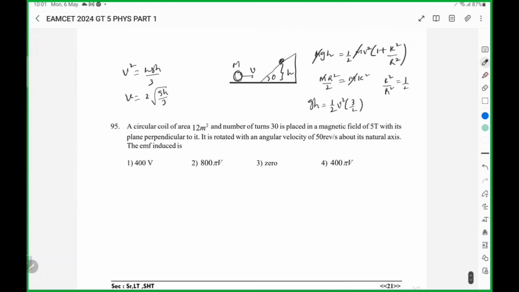A circular coil of area 12 meters square and number of turns 30 is placed in a magnetic field with its plane perpendicular to it, rotated about its own axis with an angular velocity. So here it is rotating, but there is no change in the flux. So EMF is minus d phi by dt.